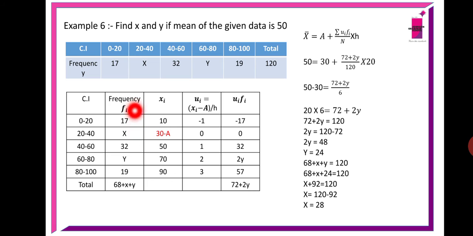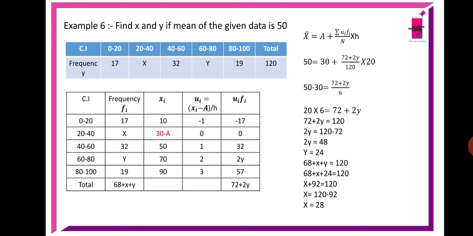The total frequency is given already here. The total frequency is 120 in the question, you can see. So 68 plus x plus y equals 120. Because we have made x as 0, we will get the y value. Then we are going to substitute in 68 plus x plus y equals 120 to get the x value.